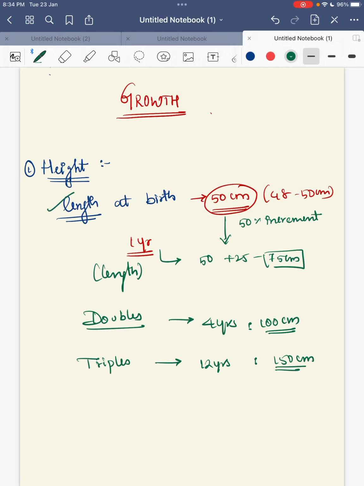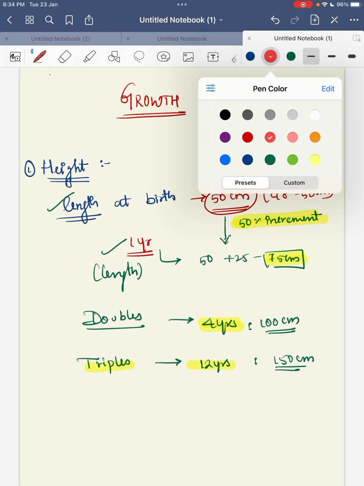So length of a child at birth is 50 centimeter. At 1 year, the fastest increment of the height will be only during the first year of life, that is 50% increment, with the length being 75 centimeter. The length doubles by 4 years of age, triples by 12 years of age.